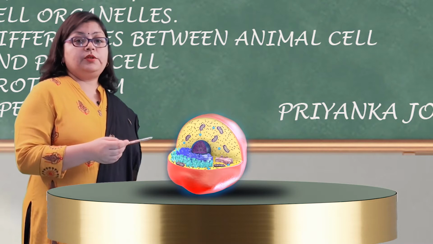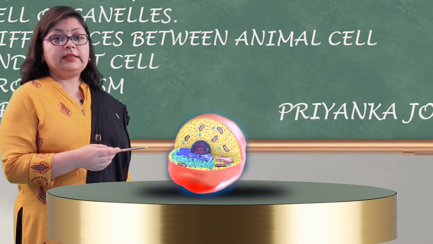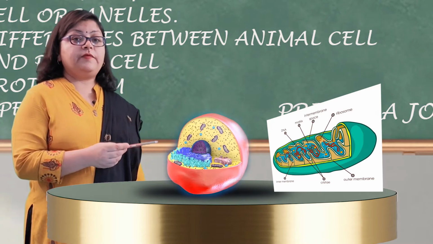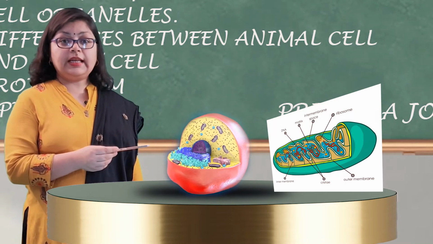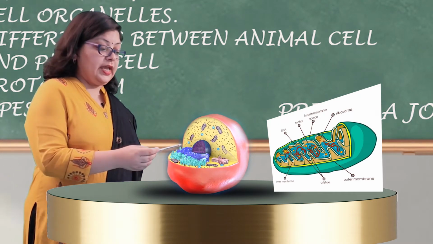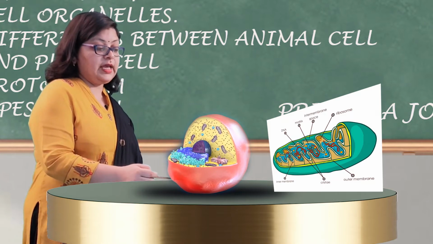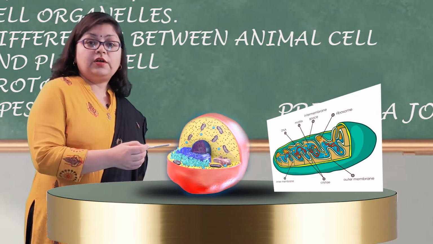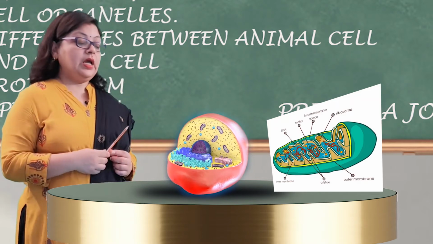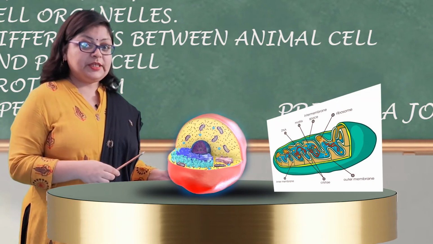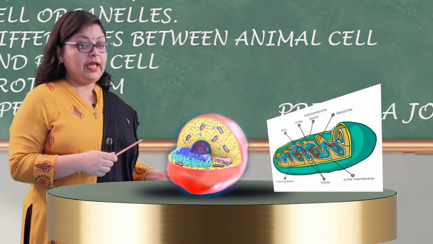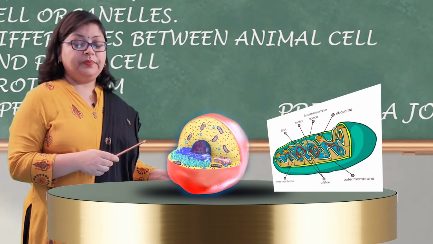Then we move to the next cell organelle, that is the mitochondria. Mitochondria is a very important part of the cell. It is a sausage like structure. If you look inside this cell, you will be able to see the sausage like structures. This is a very special structure of a cell because it has its own DNA and ribosomes.